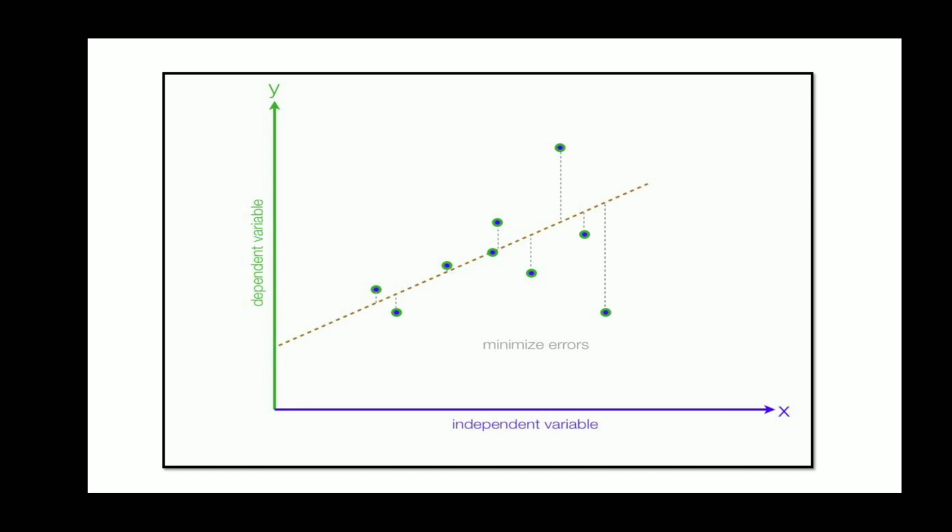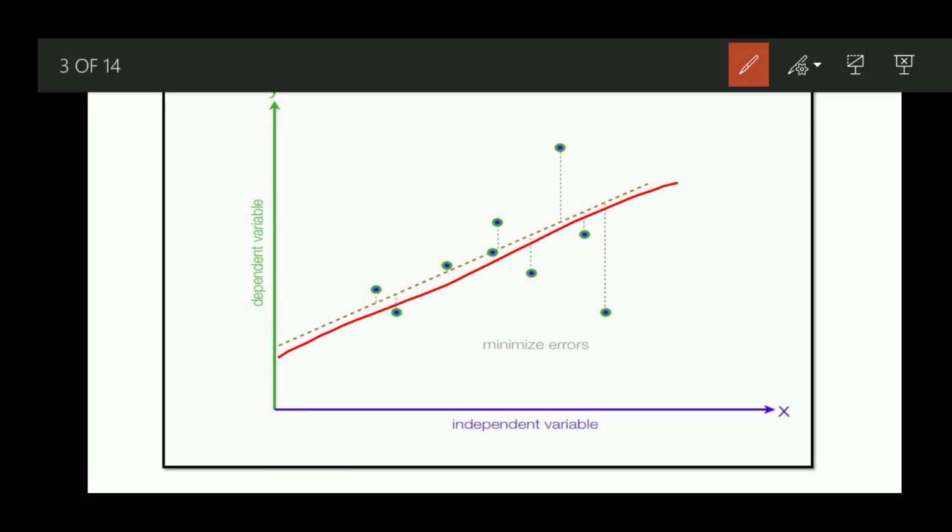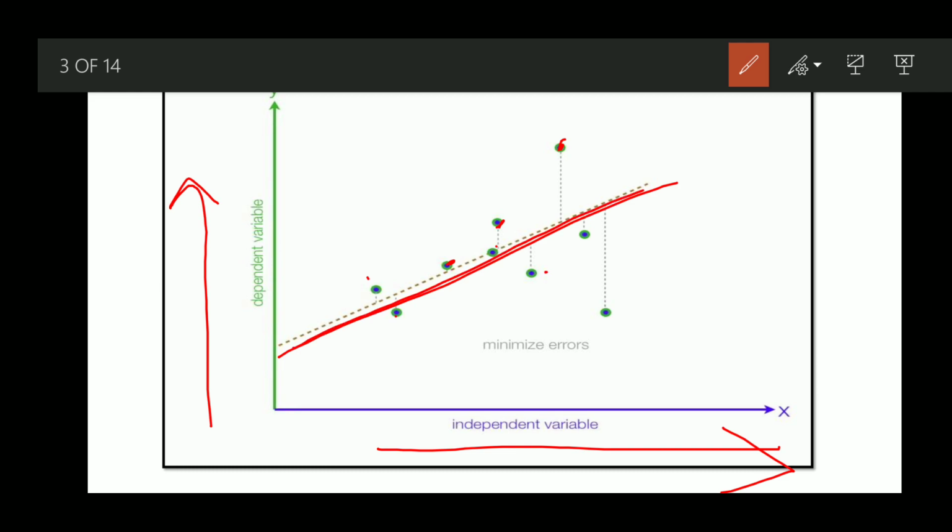This line gives the best estimate of the value of one variable for any specific value of the other variable. Here you can see x denoting the independent variable and y the dependent variable. These are the actual points, and this line shows the average relationship between the independent and dependent variable.